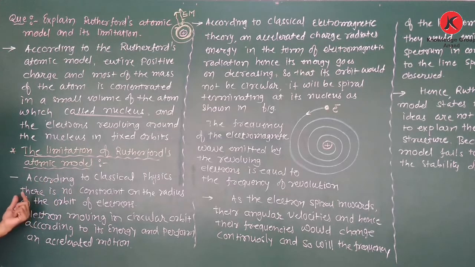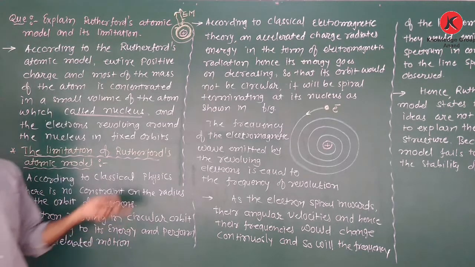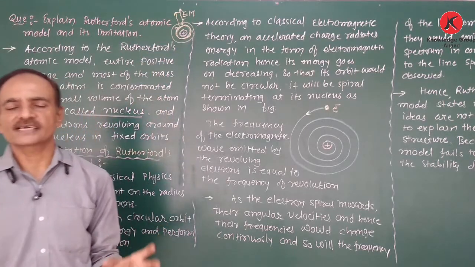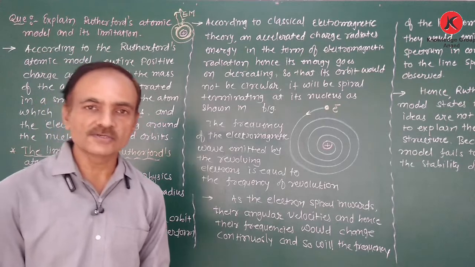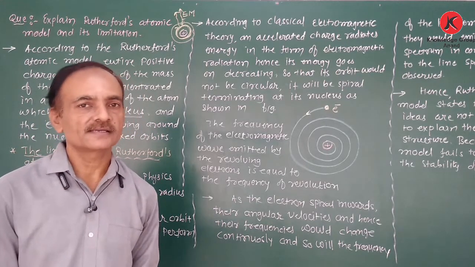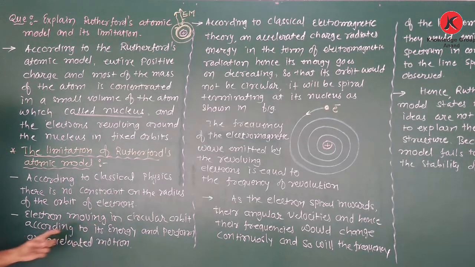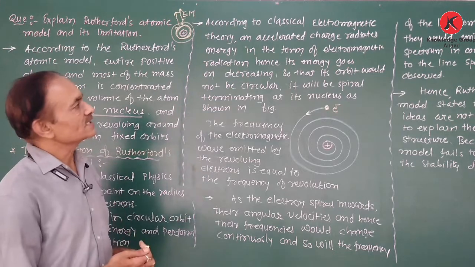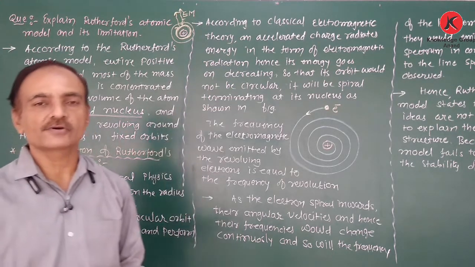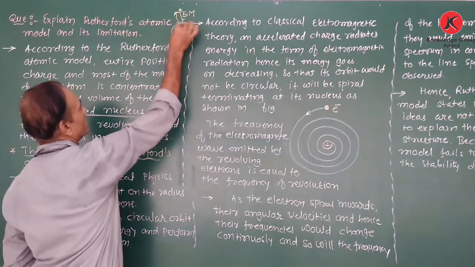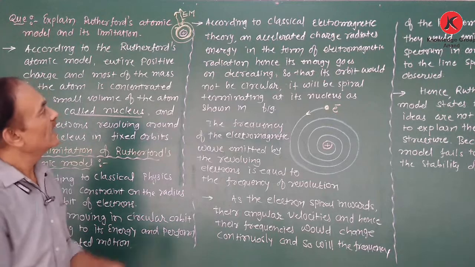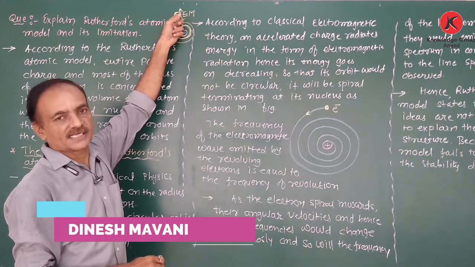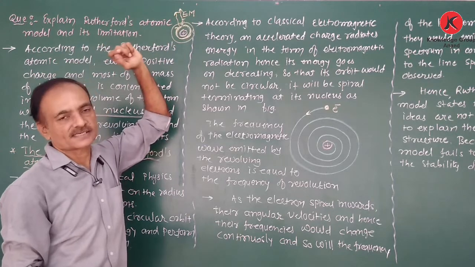According to classical physics, there is no constraint on the radius of the orbit of the electron. It means around the nucleus, a number of circular orbits are present. Out of those orbits, in which orbit does the electron revolve? According to its energy, it performs accelerated motion. Now, according to the classical electromagnetic theory, an accelerated charge radiates energy in the form of electromagnetic waves. That means when the electron revolves in a circular orbit, it performs accelerated motion, and during this it radiates energy in the form of electromagnetic radiation.